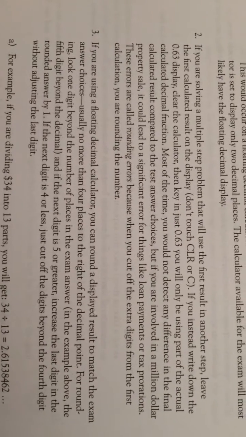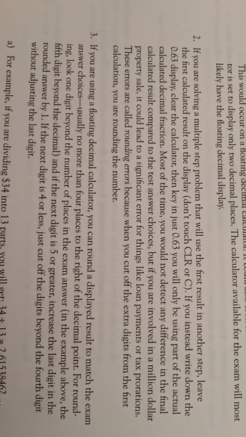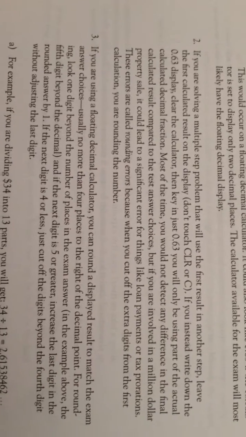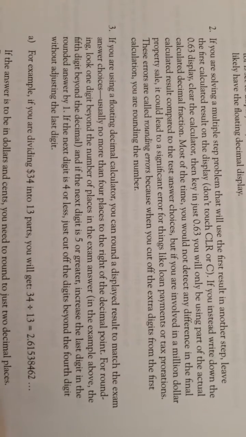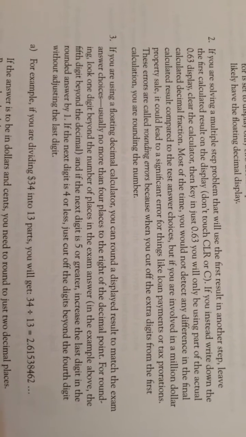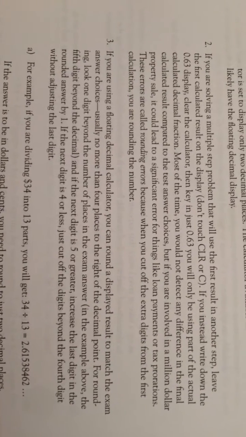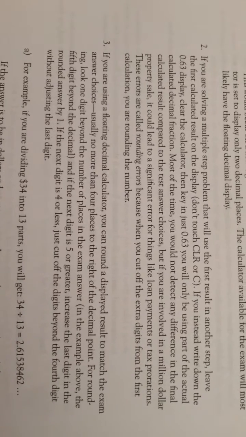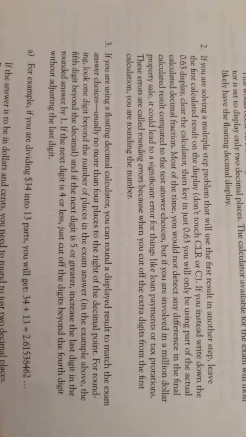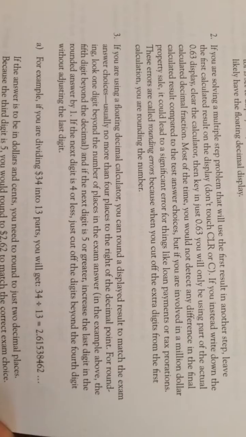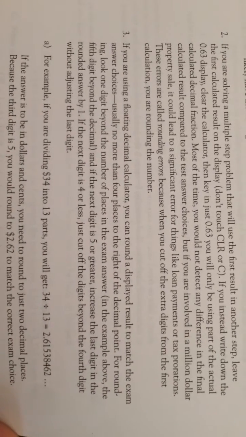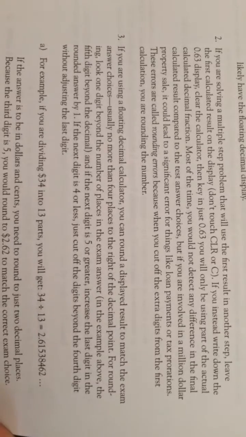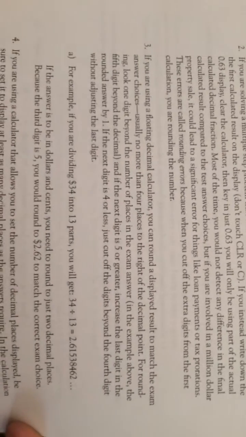Most of the time, you will not detect any difference in the final calculated result compared to the test answer choices. But if you are involved in a $1 million property sale, it could lead to a significant error for things like loan payments or tax prorations. These errors are called rounding errors because when you cut off the extra digits from the first calculation, you are rounding the number.